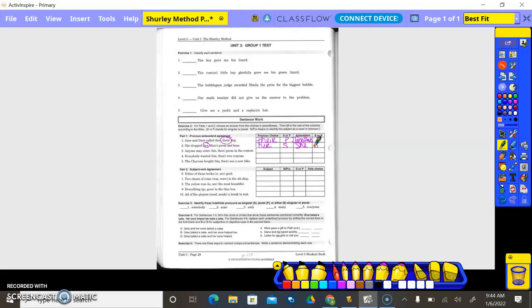Anyone may enter blank poem in their contest. It's actually his. Okay? The reason why is because anyone refers to only one person. So, like I said, your pronoun choice and your antecedent both have to be either singular or both have to be plural. So his, singular, it's referring to what? Anyone. And that is singular.